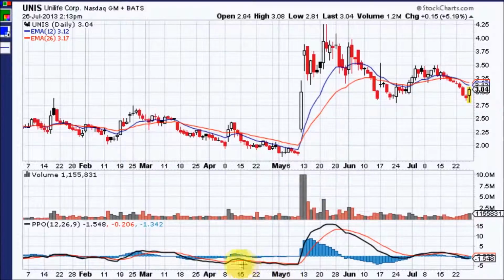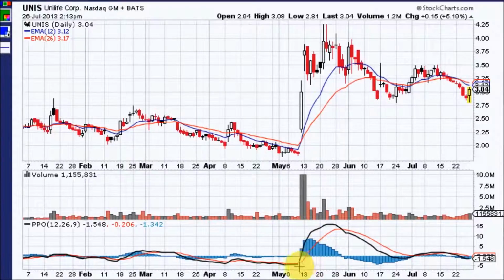But look at the PPO way down below the zero line. Then all of a sudden volume comes in. That would have shown up on some radars right there. Then the PPO crosses immediately up through the zero line. The histogram, the blue bars, kind of hard to see here, but they are below zero, just barely. And then they pop up through the zero line and just go huge.